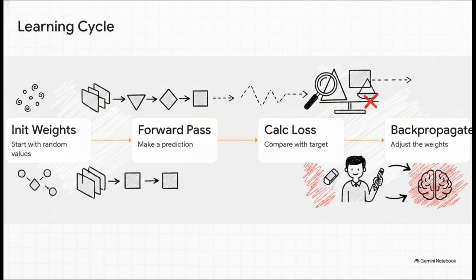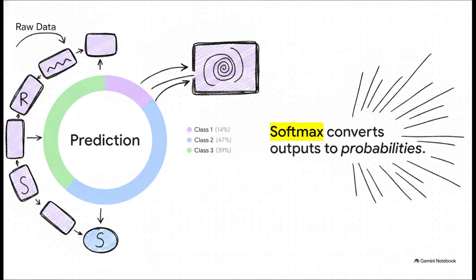And backpropagation, that's the student studying exactly what they got wrong so they can update their knowledge for next time. Let's actually put some numbers to this forward propagation idea. Imagine our network takes in raw data, processes it through those hidden layers using functions like ReLU and Sigmoid, and hits the final output layer. Using the Softmax function, it gives us a really clear probability distribution. Let's say there are three possible classes.